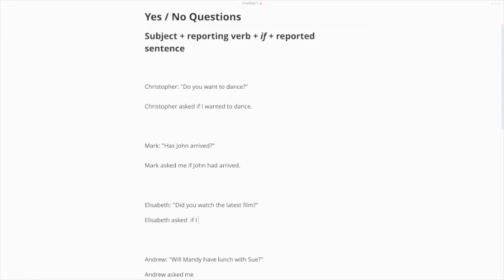So the past perfect auxiliary we're going to use is going to be had. If I had, and then we're going to need the past participle of the main verb, which is watch. Because it's a regular verb, the past participle is going to be regular as well. So it's going to be watched. And then the rest of the question, the latest film. Elizabeth says, did you watch the latest film? And when I report it, I say, Elizabeth asked if I had watched the latest film.